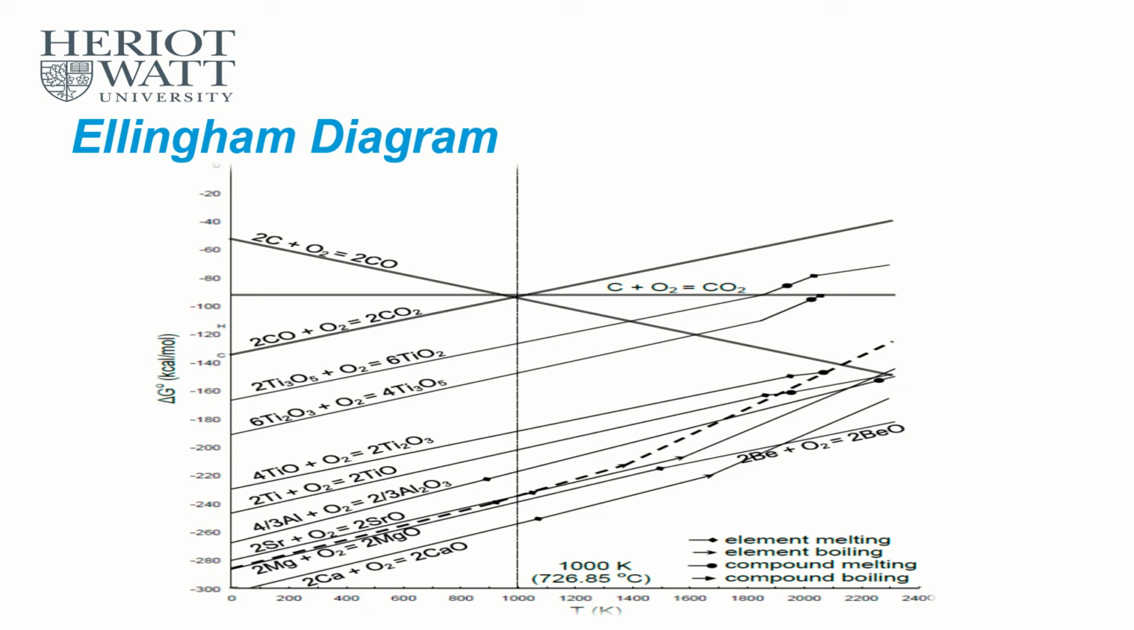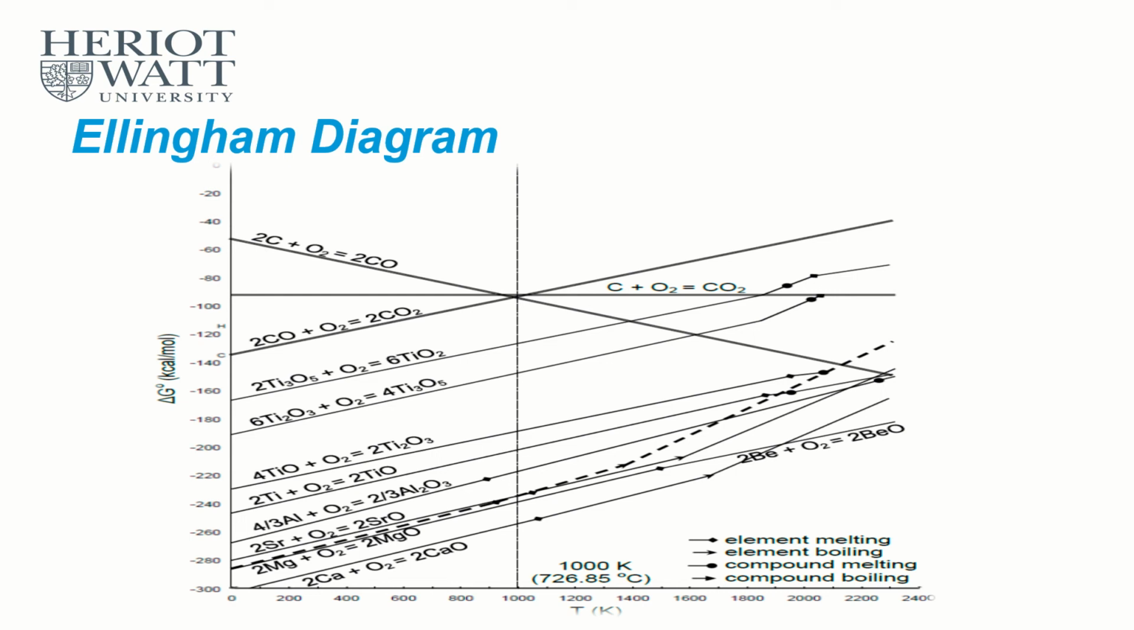Now, what is the purpose of having an Ellingham diagram? It shows the nature of chemical reactions over a temperature range. As you can see, the x-axis starts from 0 Kelvin all the way to 2400 Kelvin, and the y-axis is the Gibbs free energy. I'm sure by now you know what Gibbs free energy is.